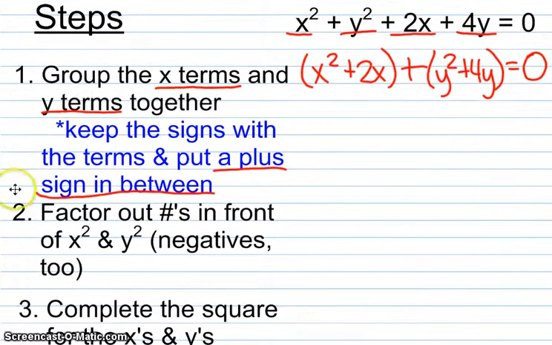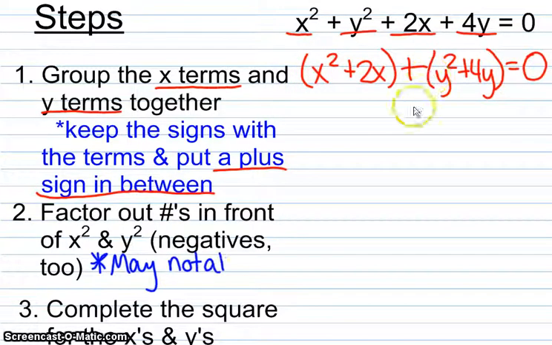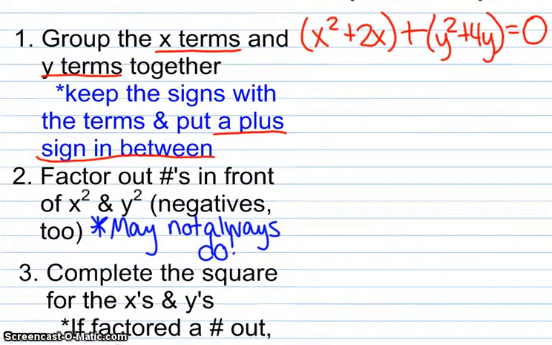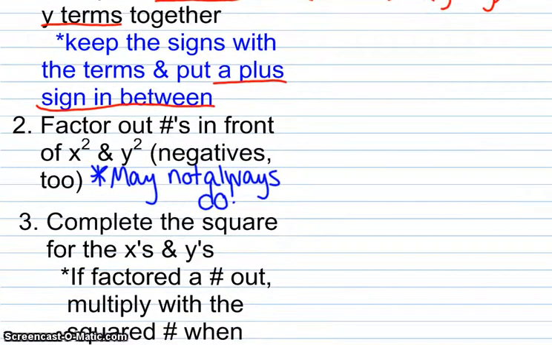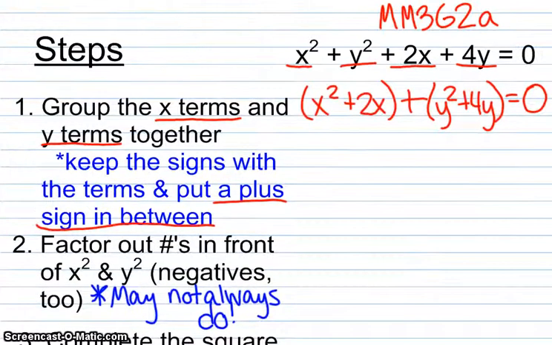The second thing we're going to do, sometimes, is factor out the numbers in front of the x squared and y squared. If you look here, there is no number shown, which means we don't have to do that step this time. Sometimes you'll have to do it, sometimes you won't, and that's okay. That means we're moving on to step 3. We're going to complete the square for each part.